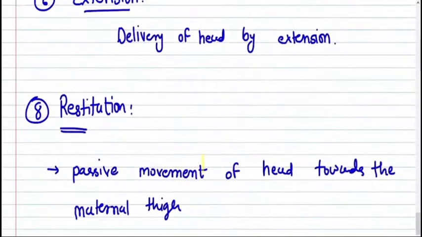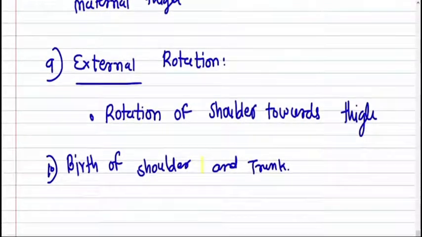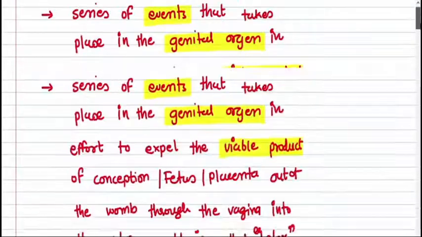Now restitution: passive movement of the head towards the maternal thigh to relieve the neck twist. It's called restitution. External rotation: rotation of the shoulder towards the thigh. It's called external rotation. Then birth of the shoulder and trunk. So this was all about normal labor.